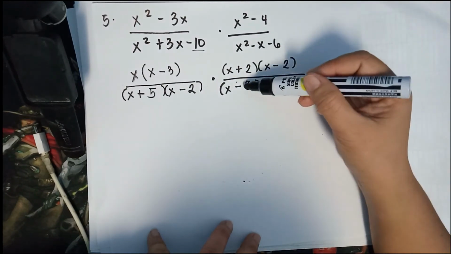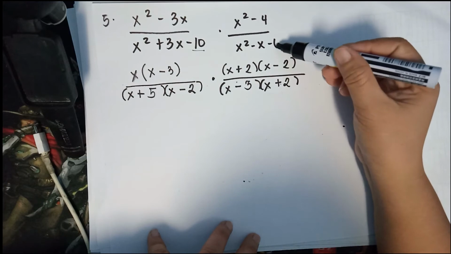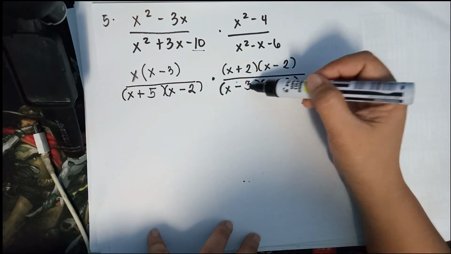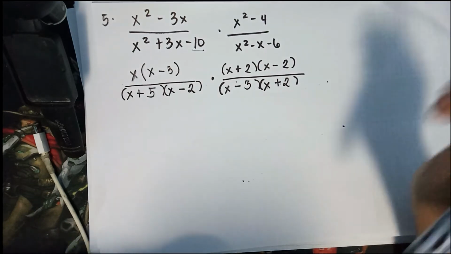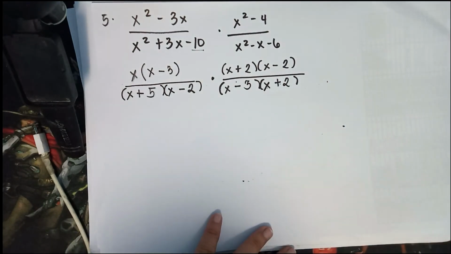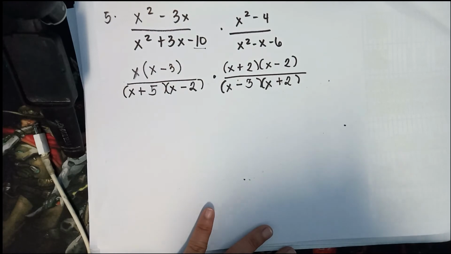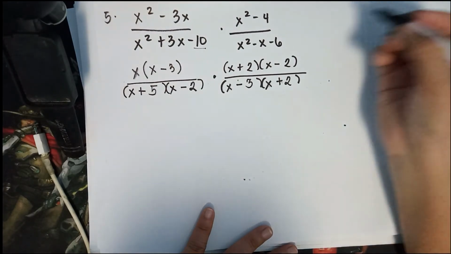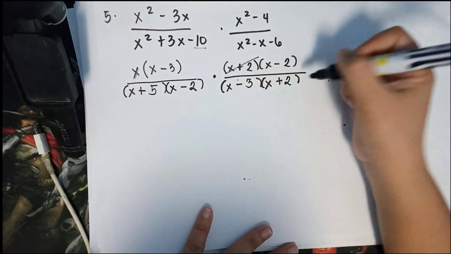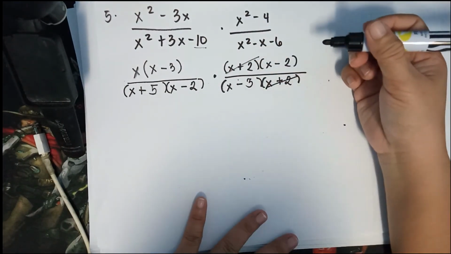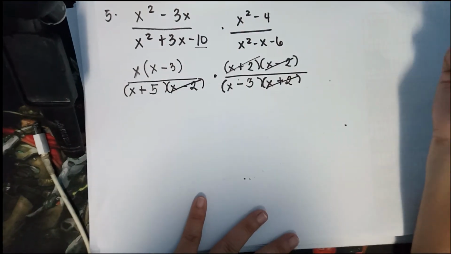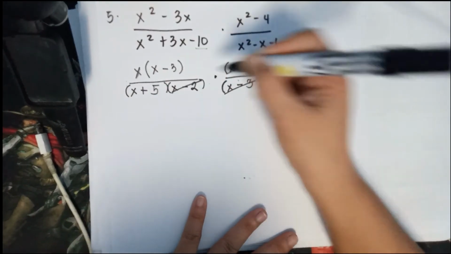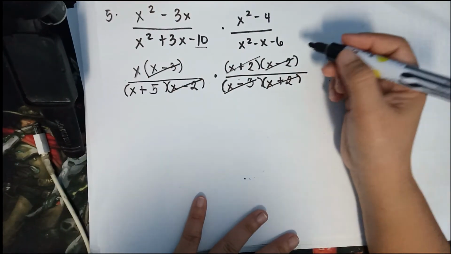We will check. Negative 3 times 2 is negative 6. Negative 3 plus 2 is negative 1. Then the factors are the same. Now, we will cancel out those that are common between the numerator and denominator. We have x plus 2 and x plus 2. And x minus 2, x minus 2. X minus 3 and x minus 3.